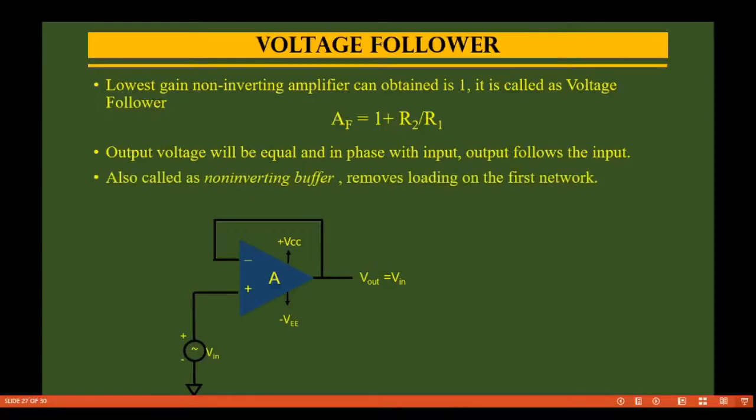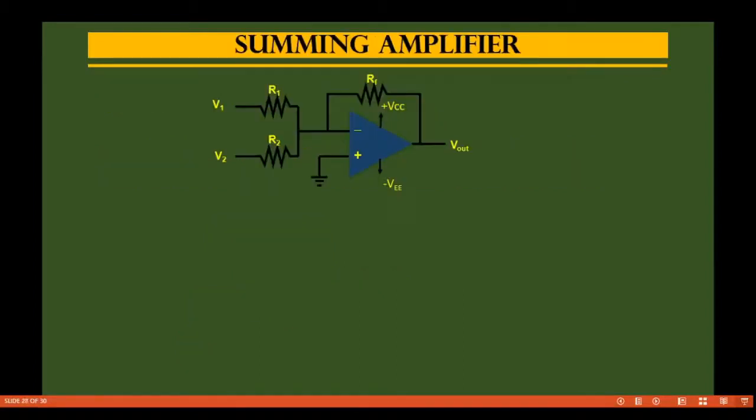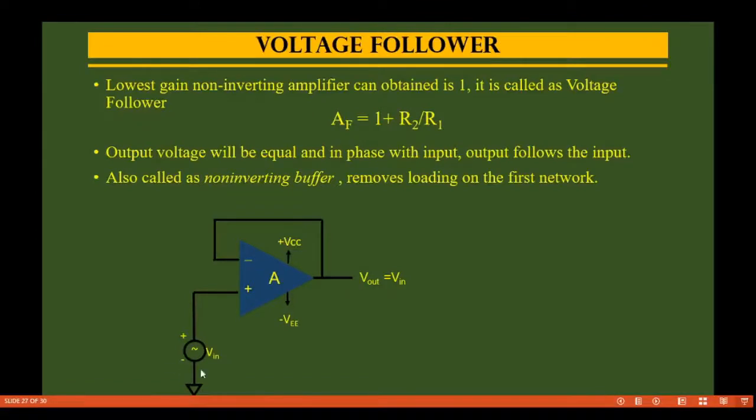Now the application of the voltage follower is that it can be used as a non-inverting buffer amplifier, a buffer, and it removes the loading effect on the first network, because it presents a very high input resistance. So that is why it removes the loading of the previous network.